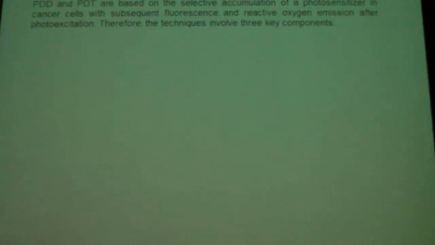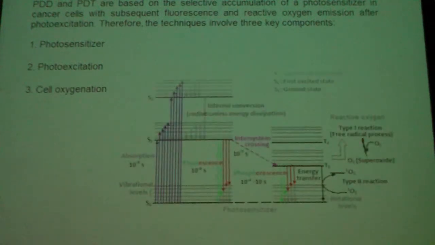What are photodynamic diagnosis and therapy? The technique is based on the preferential accumulation of a special drug called a photosensitizer, which is very sensitive to special wavelengths of light, in the cancer cell, with subsequent fluorescence emission and production of reactive oxygen species, or ROS. The technique is based on three very important key components. The first one is the photosensitizer, the second one is photoexcitation, and the third one is cell oxygenation.